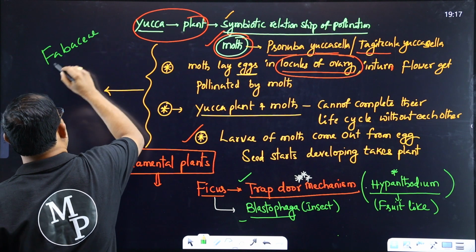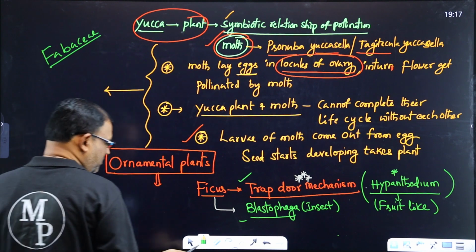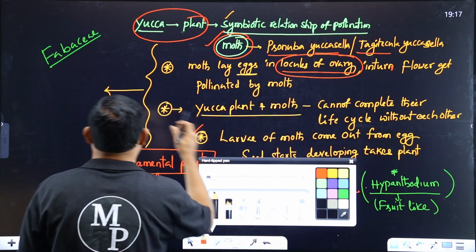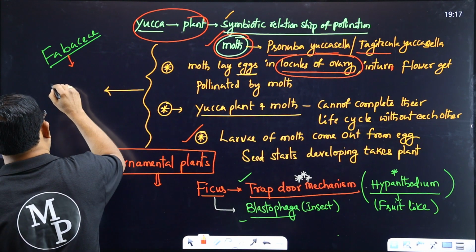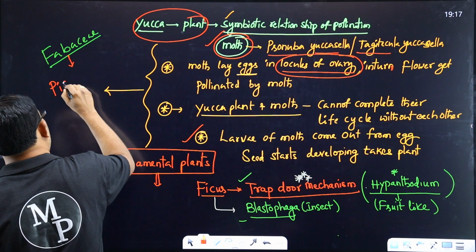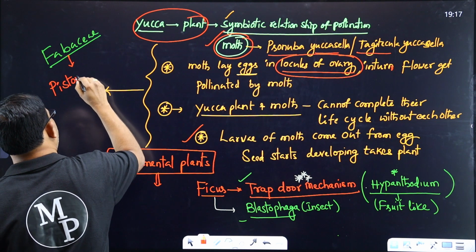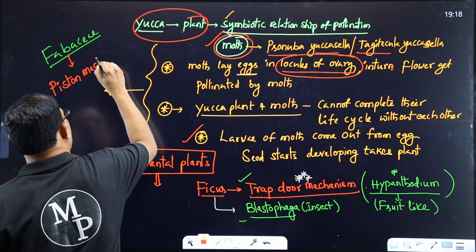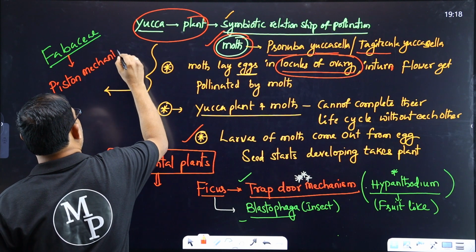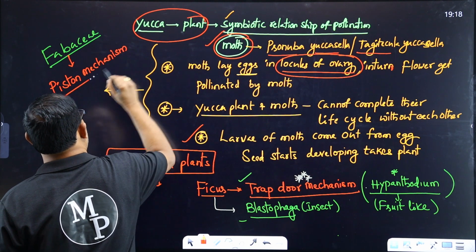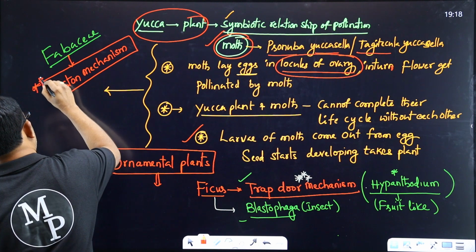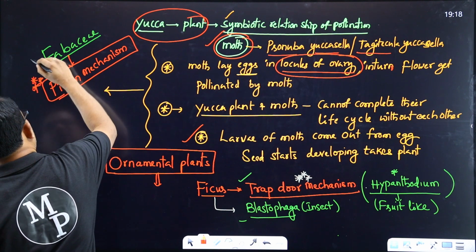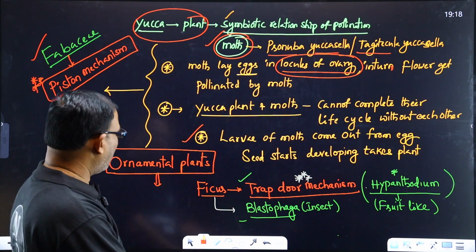Fabaceae family. Which type of pollination mechanism does the Fabaceae family show? That is one of the very important ones. The name is the piston mechanism. Very, very important. This type of piston mechanism is seen in which family members? Fabaceae members.